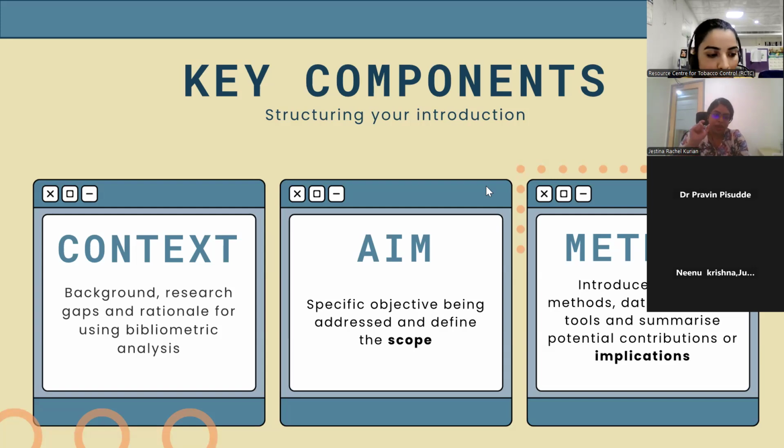You can state, we are using VOSviewer, we are using CiteSpace, we are using RStudio to do the analysis. You are stating your name of the tools and you're going to cite it there. Then you will also conclude your introduction by saying these findings will enhance the knowledge of policymakers regarding future directions for research on tobacco control among pregnant women, etc.